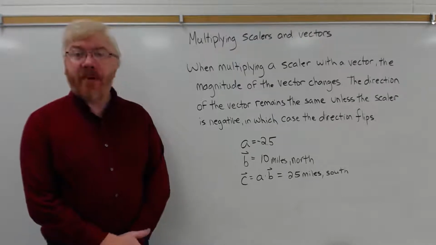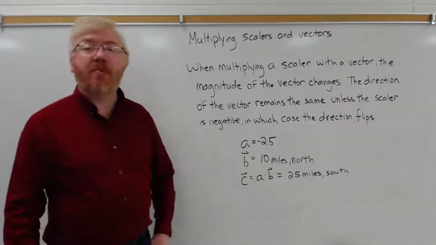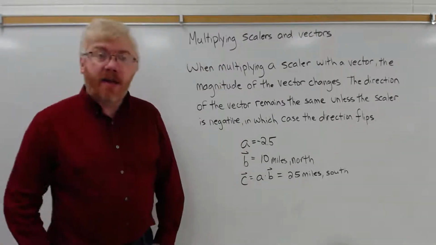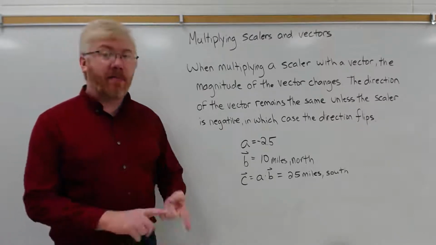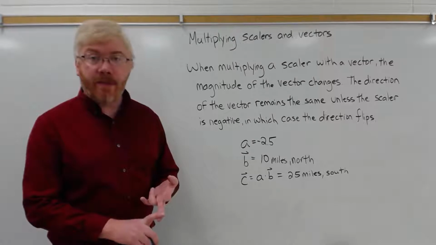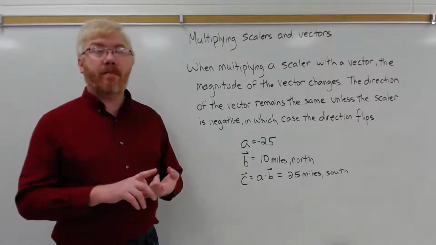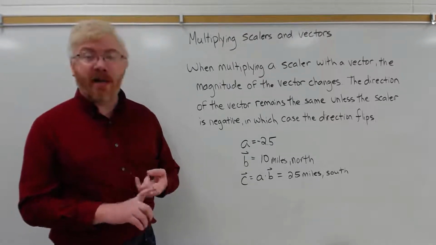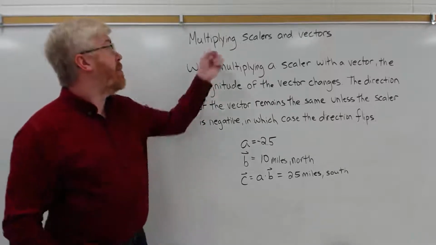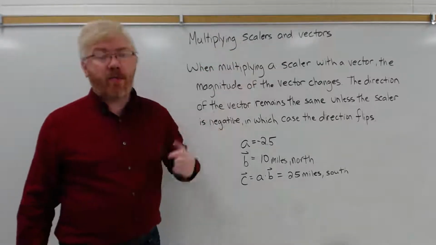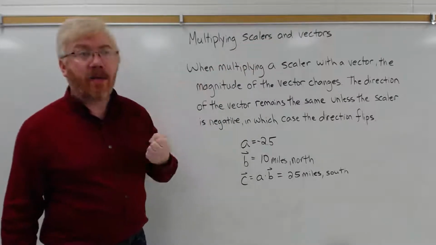Finally, in the last part of this video, we're going to talk about multiplying scalars and vectors together. Now there are actually three different types of multiplication for vectors. You can multiply a vector by a vector in what's called a cross product. You can multiply a vector by a vector in what's called a dot product. And you can multiply a scalar with a vector. We're just going to focus in on this last one for now.